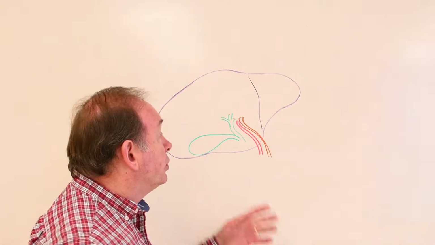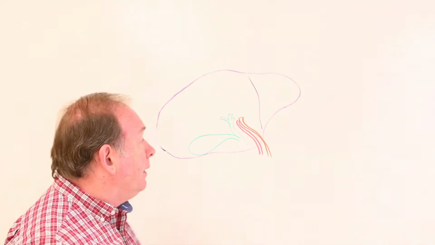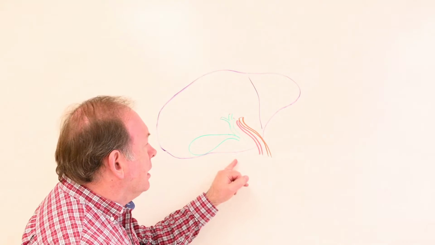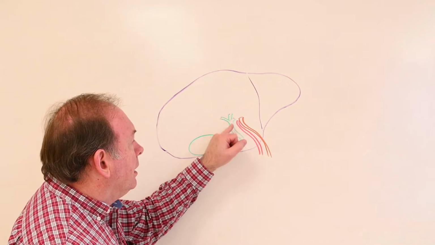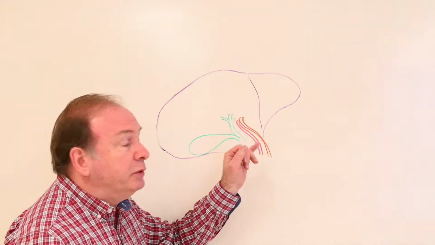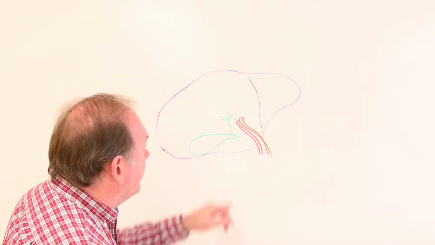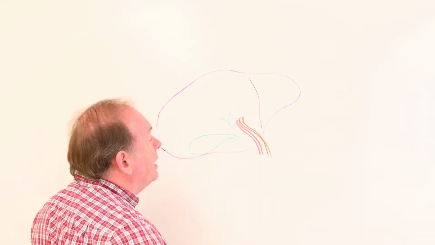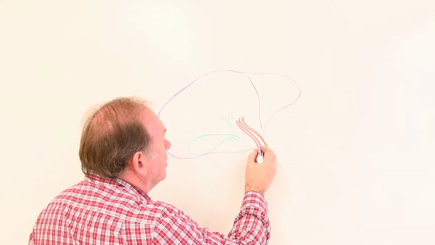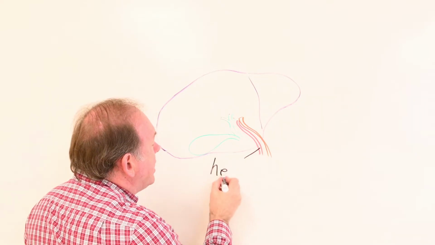Next, we want to look at what's going on inside the liver. But before we do that, I want to point out where the ducts come out of the liver. Those hepatic ducts come out to join and form a common hepatic duct. At that location, we also have an artery that enters. That's your hepatic artery.